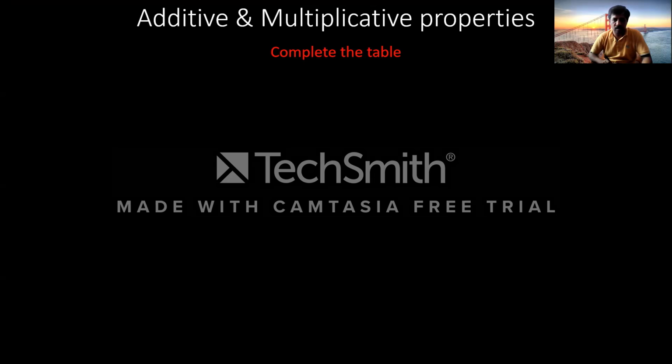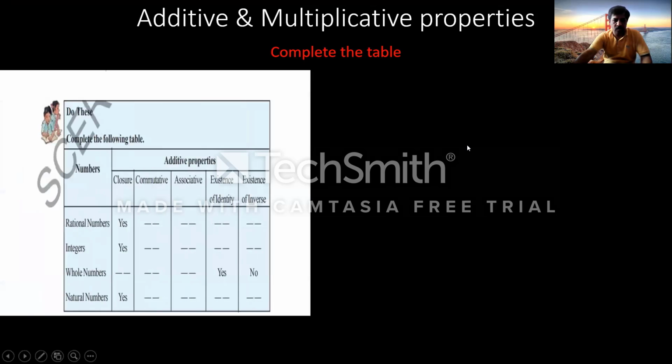Now we will verify different types of numbers, whether they satisfy given properties with respect to addition and multiplication. First, we will verify with respect to addition. If these types of numbers satisfy different types of properties with respect to addition, we should write yes. If it is not satisfied, we should write no.